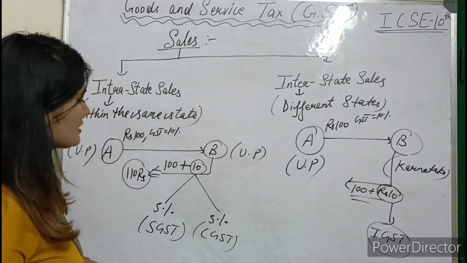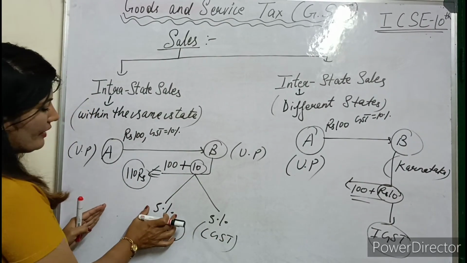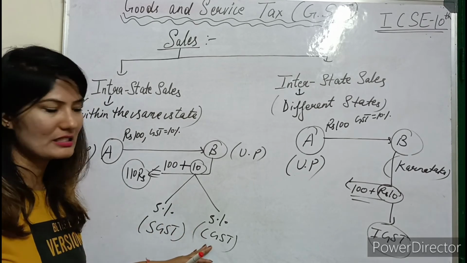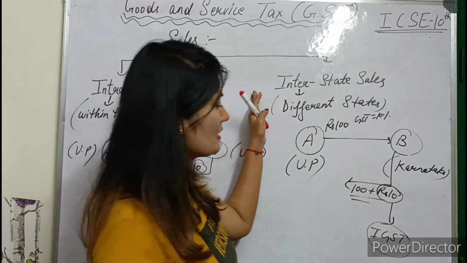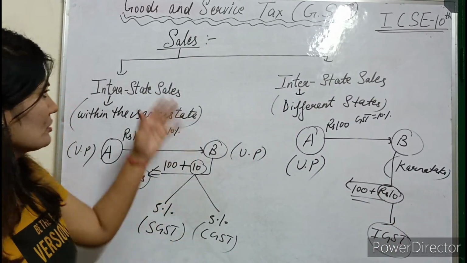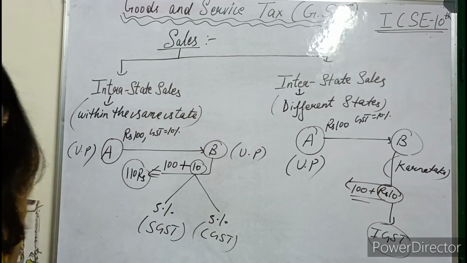In the intrastate sales, this 10% will split into two equal parts. It means 5% will go to the SGST and the rest 5% will go to the CGST. But in the interstate sales, directly this 10 rupees will go to the IGST. So this is about the intrastate and interstate sales. So please have a look.